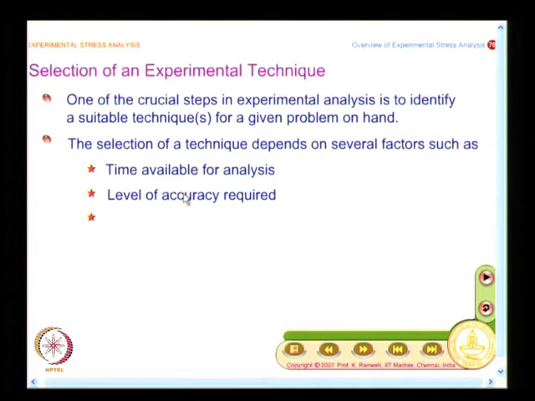And on the other hand, if you want to do online monitoring, then even the pasting of strain gauges will require more time for you to do it, but you may allow the strain gauge to remain on the structure for months together. Particularly in civil engineering, bridges, they do such type of studies over a period of time. So, time available and level of accuracy required, both are important.